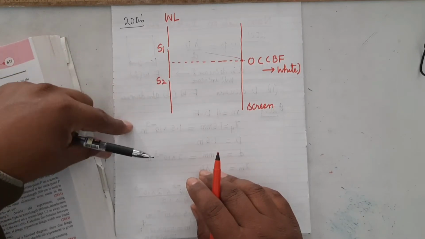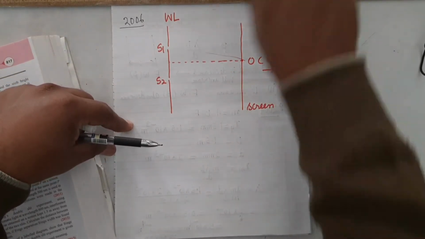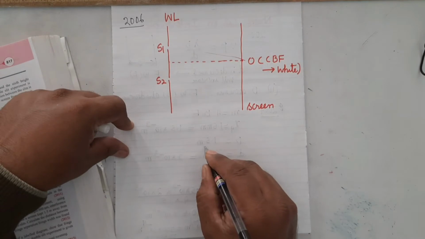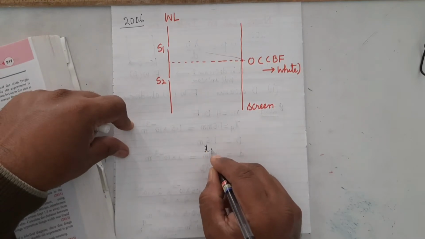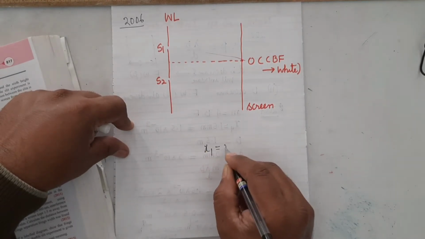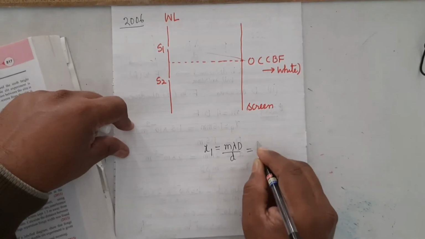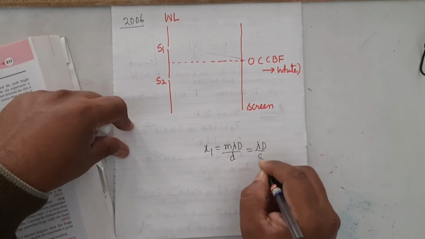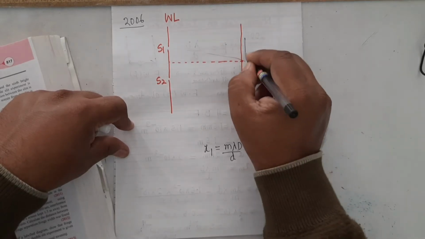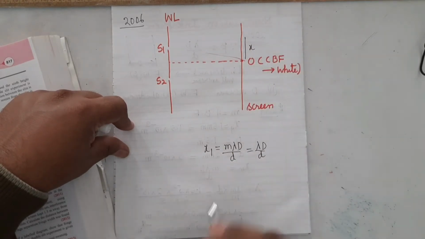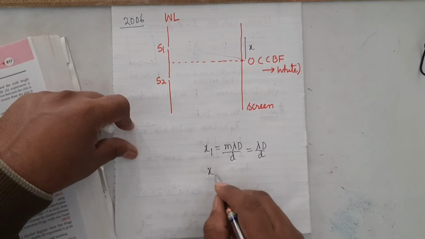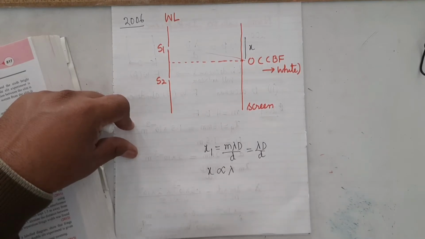But now if you see the first order bright fringe, what is the formula of the first order bright fringe? It is m lambda D upon small d. So m is 1, so lambda D upon small d. What is x? x is this distance. It's clear. So here you can see that x is proportional to lambda.